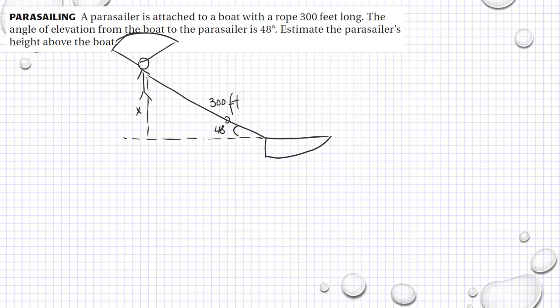So as you can see, we need an opposite side and the hypotenuse. To solve this, we have to use sine 48 degrees, because the opposite side is x divided by the hypotenuse, that is 300. So we have x is equal to 300 times sine 48 degrees, and that is approximately... Find it with your calculator.